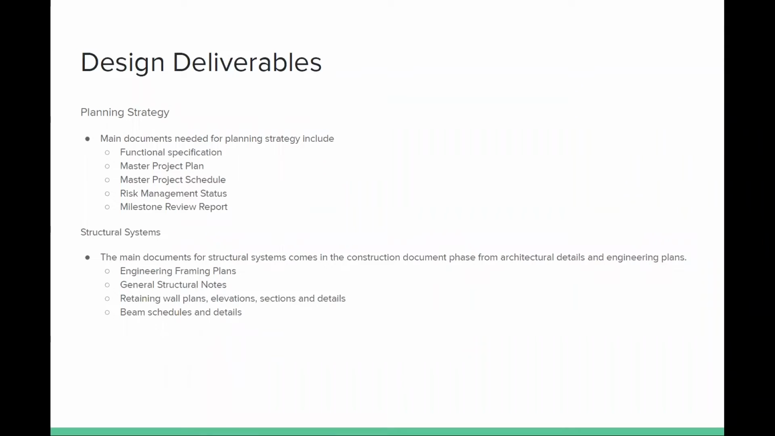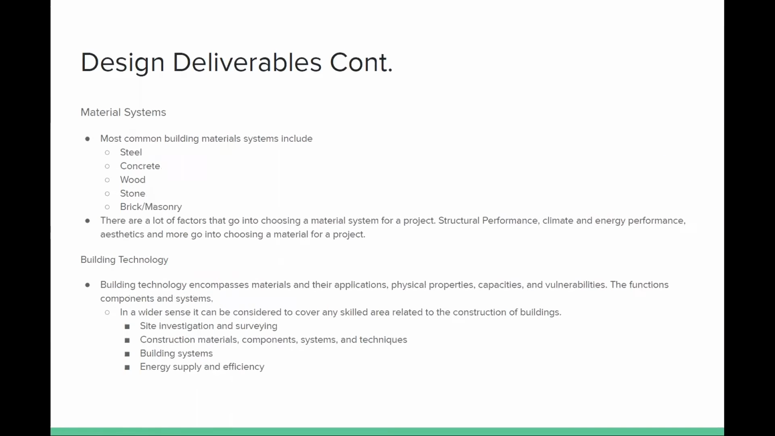So moving on to the next slide, we also have material systems, of which the most common building materials include steel, wood, concrete, etc. And those are the factors that go into choosing a material system for the project. Structural performance, climate, energy performance, aesthetics, and more go into choosing a material as well.